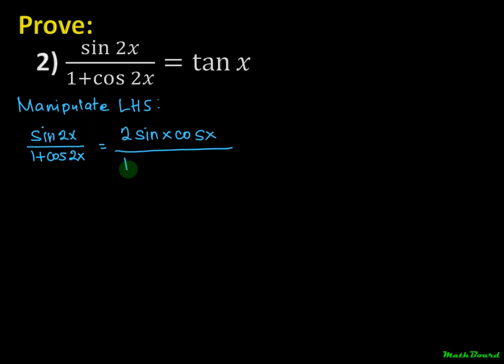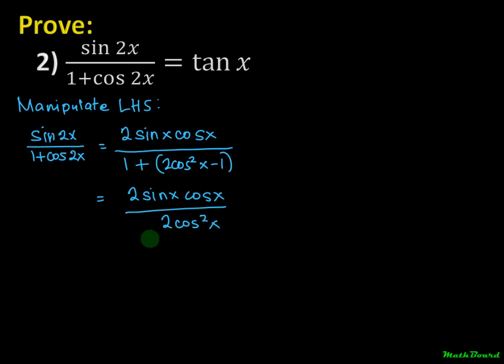And they have 1 plus the value of cosine 2x will be, since there are three choices, we can think of the best choice among the three. Better to use the value for cosine 2x, which is 2 cosine squared x minus 1, because 1 minus 1, makakancel na si 1. Okay, so this becomes 2 sine x cosine x divided by, so 1 minus 1, 0. This becomes 2 cosine squared x.